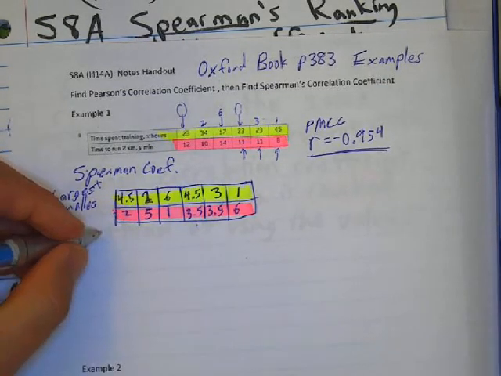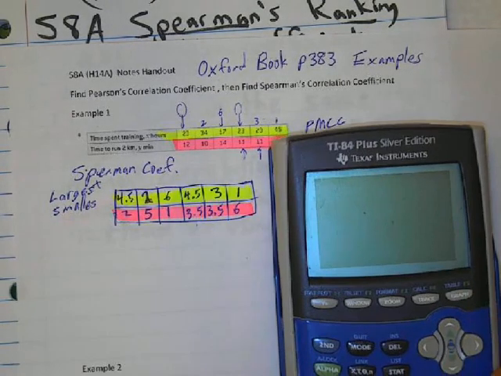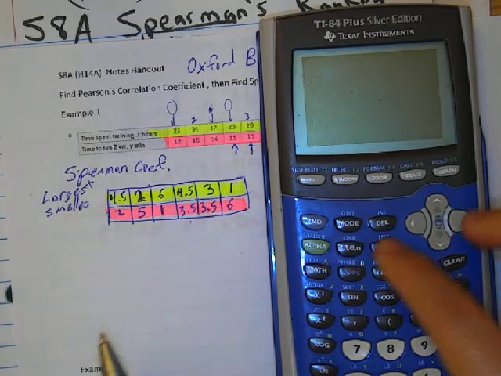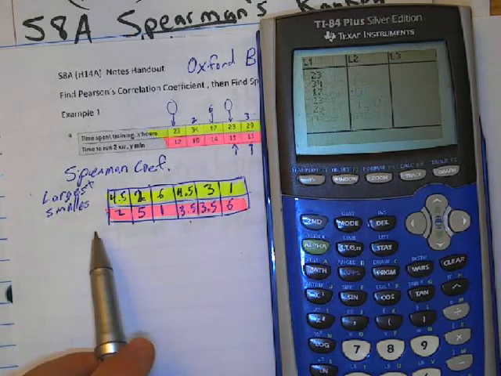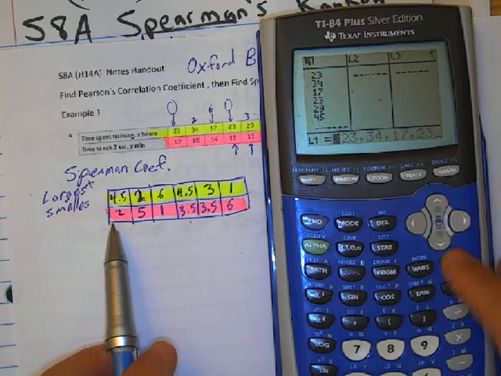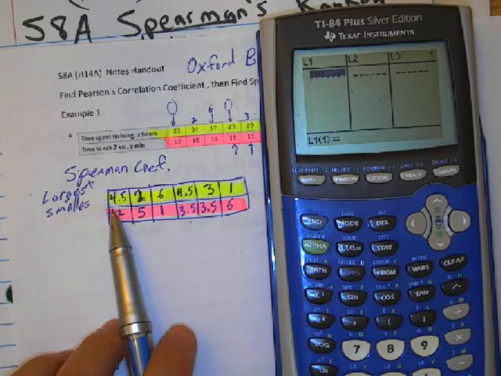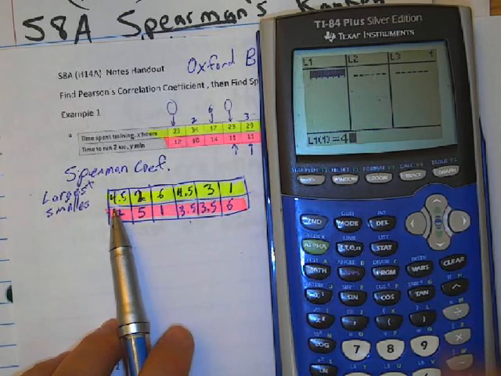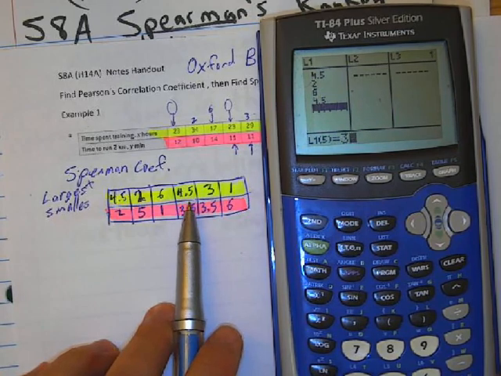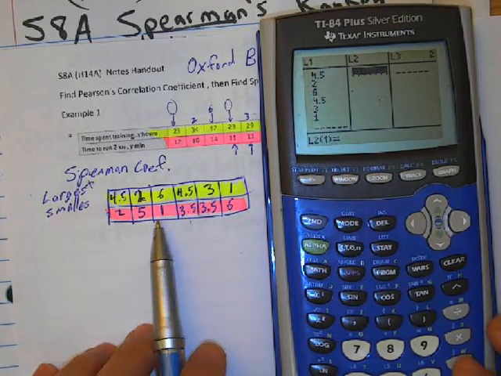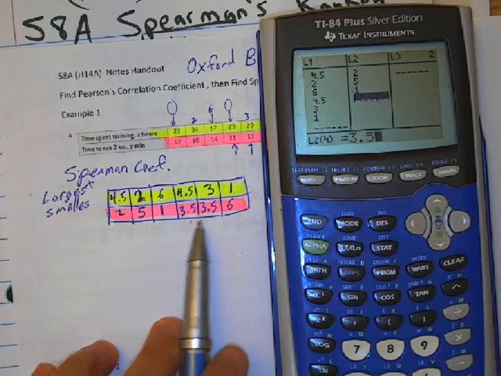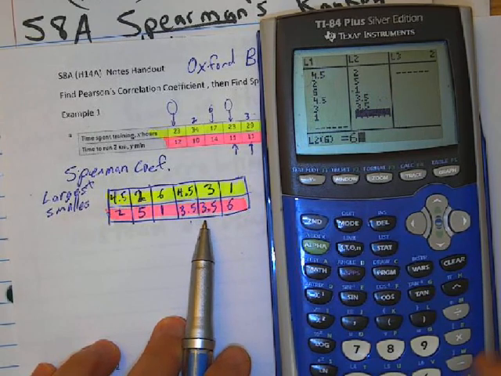Now I'm going to put those into my calculator, so you can see the keystrokes. Stat, edit, hit enter, go up, clear this data. I'm going to go up and clear this data, and type in the x values: 4.5, 2, 6, 4.5, 3, 1. Now I'm going to go over here: 2, 5, 1, 3.5, 3.5, 6.